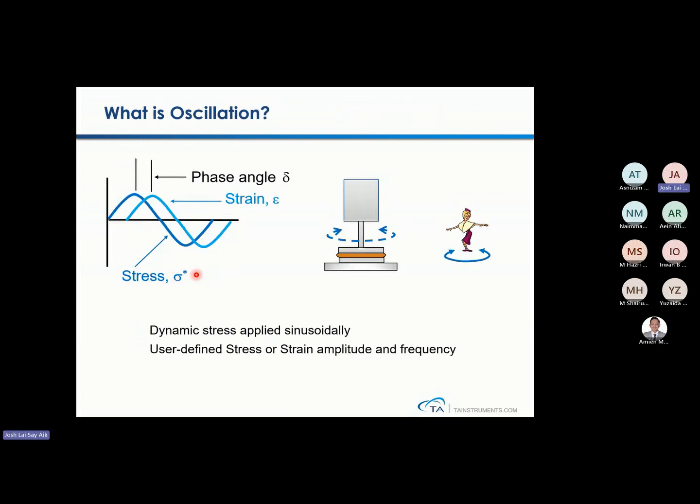So what is an oscillation? Unlike a flow test where the sample spins in a single direction, we are going to oscillate the sample in both directions. When we plot this movement graphically on a time scale right here, we are going to have a sinusoidal displacement, which is oscillation. So we are going to apply a dynamic stress to the sample.